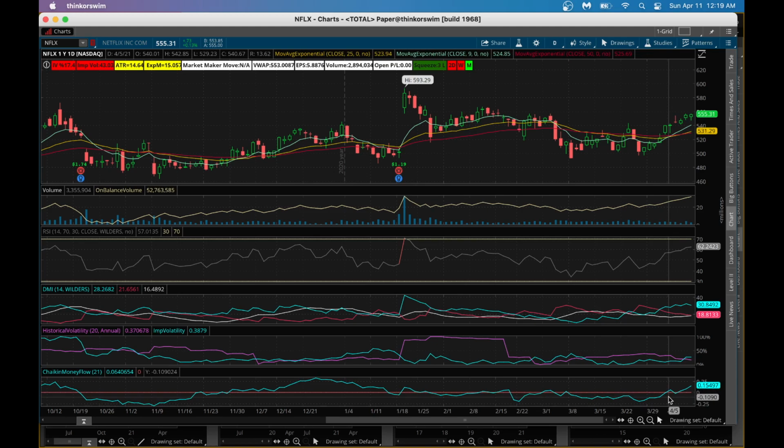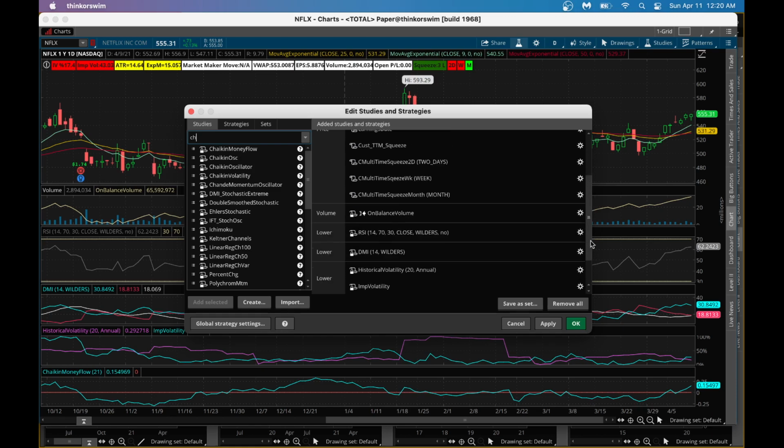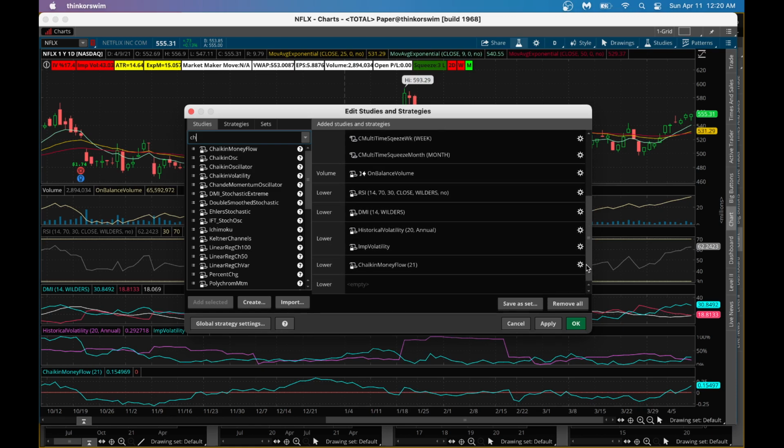Right now for Netflix, as you can see here, smart money is buying into the stock. That's why the Chaikin money flow is going up. To add the Chaikin money flow, you can go to studies and say Chaikin money flow right here. I already added it, as you can see here. So that's a good way to add it. That's Chaikin money flow.